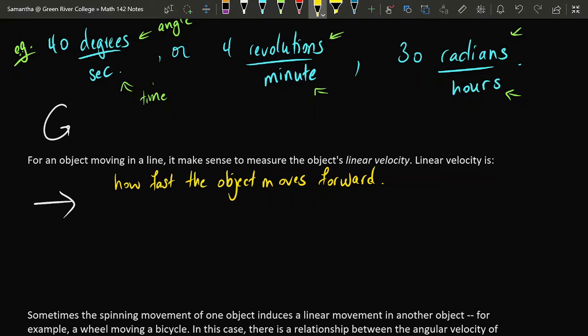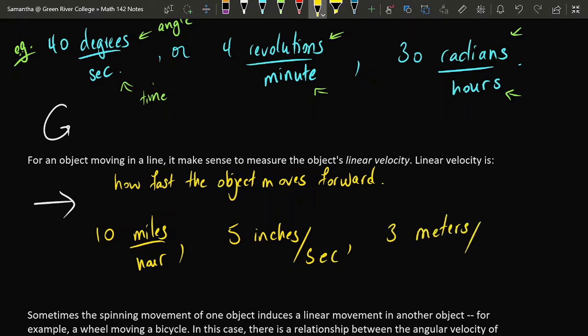Linear velocity is the kind of thing that we're describing when we say miles per hour, or when we say inches per second, or when we say meters per second. For linear velocity, we have a length measurement in the top, a measurement of how far the object moved forward, and then a time measurement in the bottom, length per time.